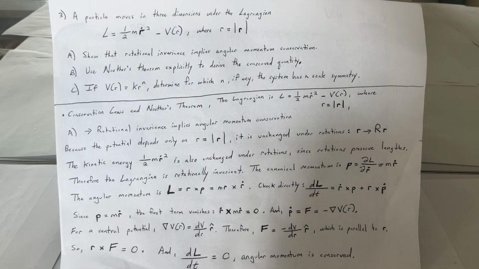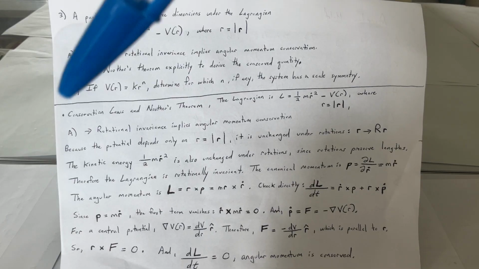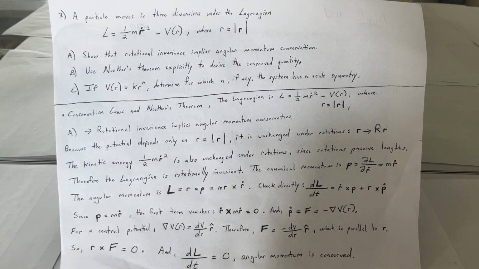So because the potential disappears, let me start again. Because the potential depends only on r equals the absolute value of vector r, it is unchanged under the rotations r goes to capital R r. The kinetic energy 1/2 m r dot squared is also unchanged under rotations, since rotations preserve lengths, and therefore the Lagrangian is rotationally invariant. And the canonical momentum is p equals partial derivative of L with respect to r dot equals m r dot. The angular momentum is L equals the cross product of r and p equals m r cross r dot.